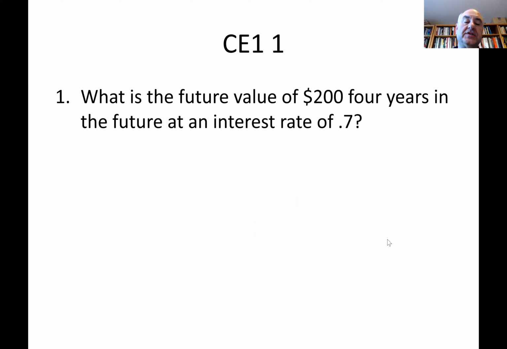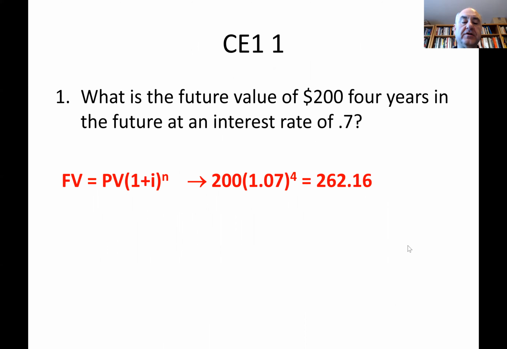And let's take another example. So what is the future value of investing $200 4 years into the future with an interest rate of 7%? And then all you do is you take that 200 times 1.07, or 1 plus the 0.07, raised to the 4th power, and it comes out to be $262.16 on that.